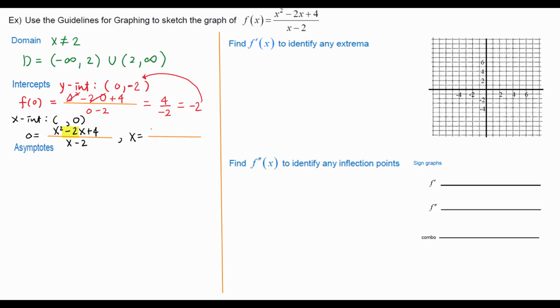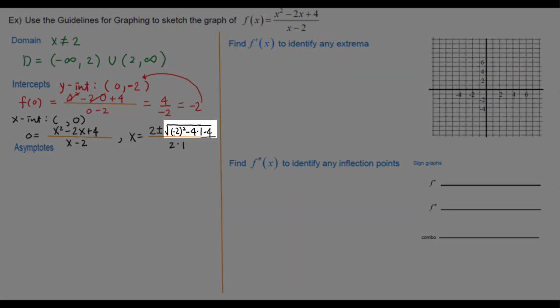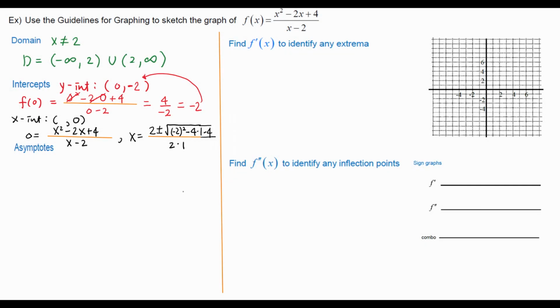So the opposite of that is positive 2 plus or minus the square root of b squared, and my b is again negative 2, squared, minus 4ac, where a is 1 and c is 4, all over 2 times a, and my a is 1. If you look inside the square root, I have 4 minus 16, which is not a real number. I get the square root of negative 12. That means I do not have an x-intercept. So I have no x-intercept.